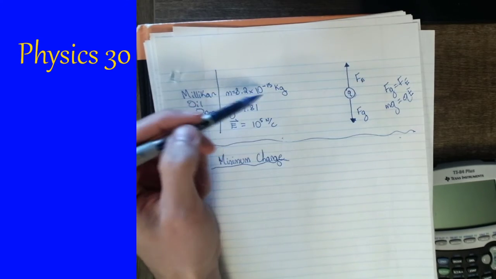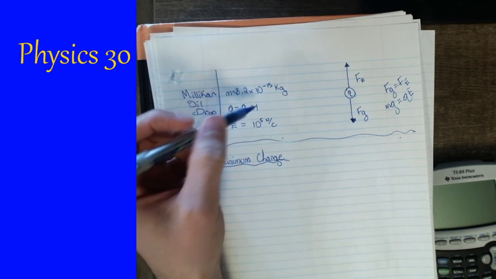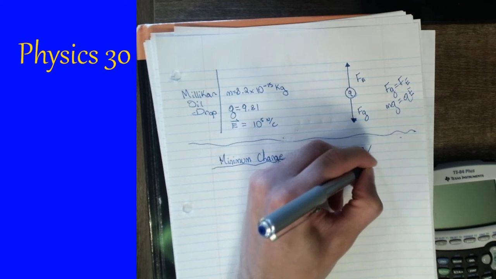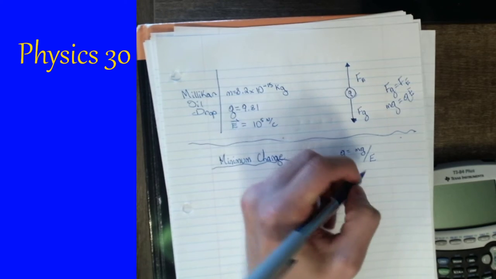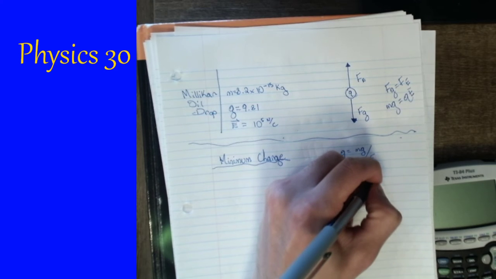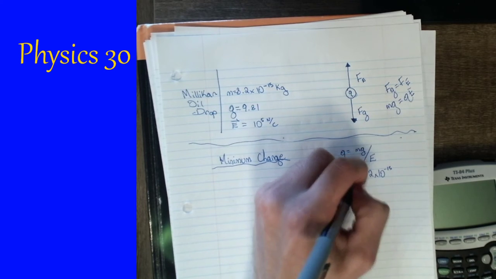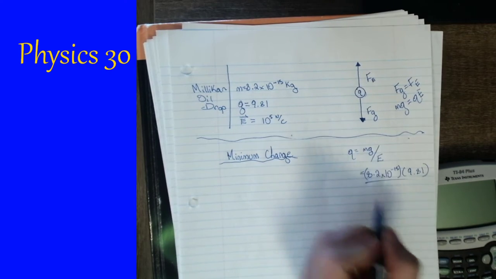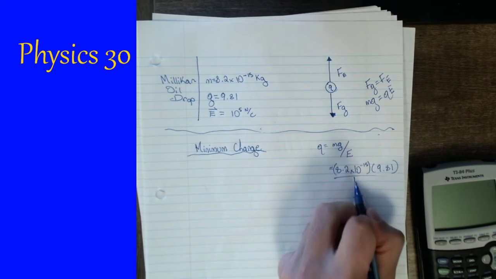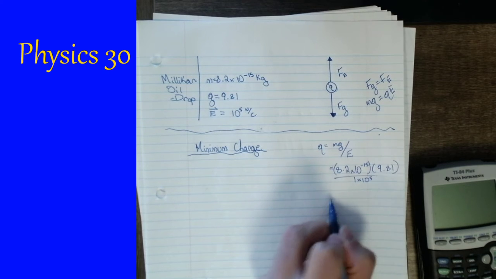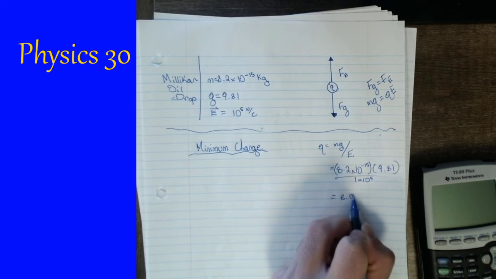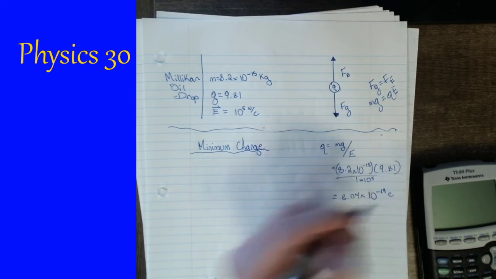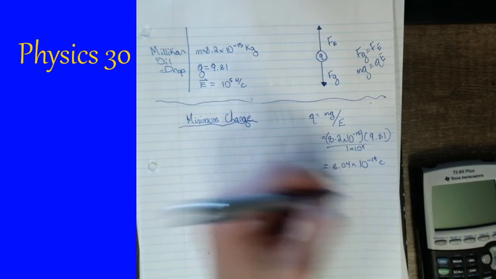If we actually just plug in all these numbers, the Q is mg over E. It is 8.2 times 10 to the negative 15. We plug in all these and calculate, we're going to get a number of 8.04 times 10 to the negative 19 coulombs. So calculating, we get something along these lines.